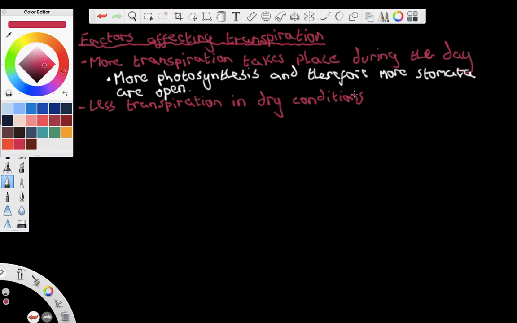Now, the reason there is less transpiration in dry conditions is because the stomata are closed, preventing water loss. Okay, so stomata are closed, preventing water loss.